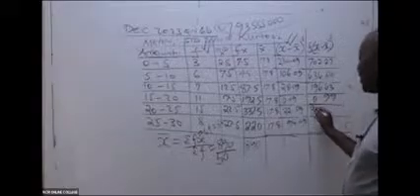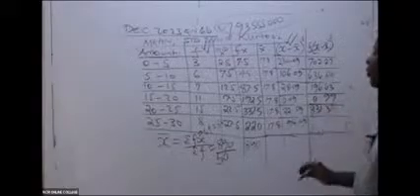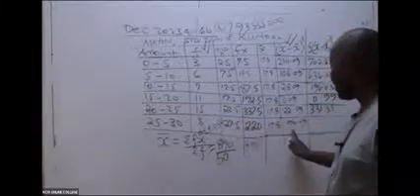15 times that, so we have here 331.35. From there, we have here 8 times this, 8 times 94.09.